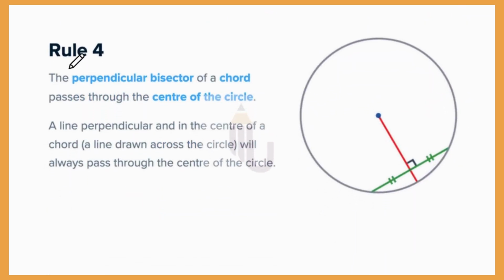Next is rule 4, where if we have a perpendicular from the center, that will bisect the chord. So AB is a chord and this line OD is a perpendicular from the center, it will bisect the chord. Okay, normally this is used as a direct result for questions if required.